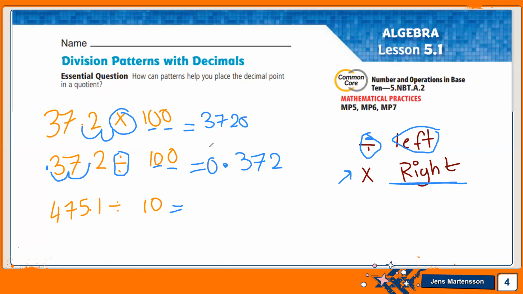Let's see the third example. Here we have division, so I have to go to the left with one zero. So how many digits? Only one, because we have only one zero. So I will move it only one digit. So here will be now the decimal point. Yes, it depends on the number of zeros. Is it clear? If not, we will go through more examples in order to understand it.